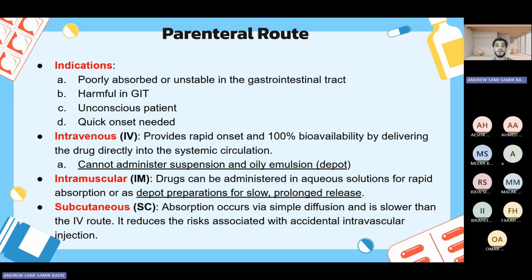On the other hand, we have intramuscular. You can put it inside any of the muscles. This, on the other hand, can be used with depot preparations for slow and prolonged release. And subcutaneous, you put it under the skin, and it's usually slower than the IV route.